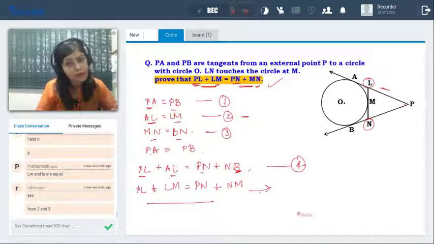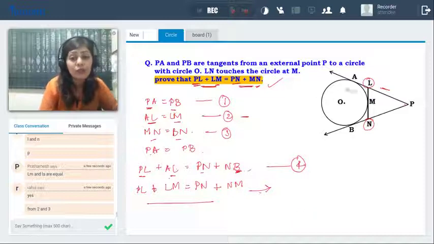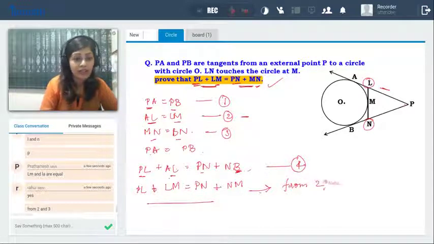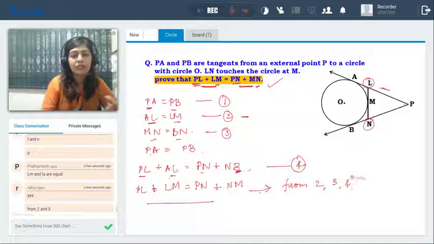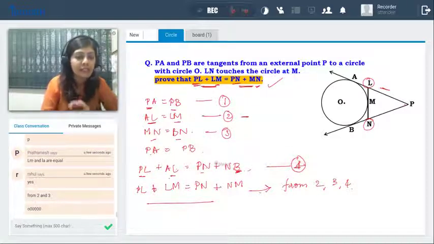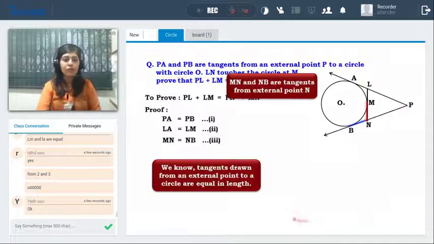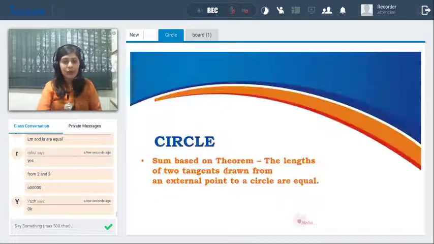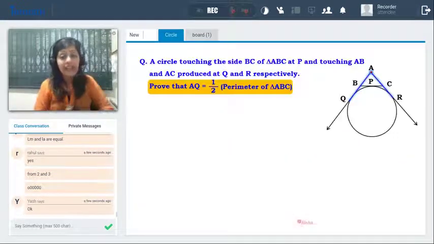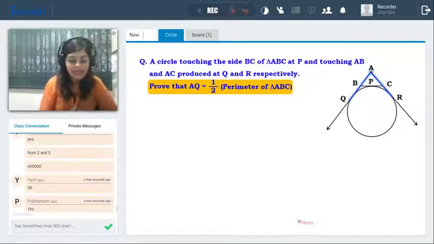Yes, students, any problem? Yes, from 2, 3 and also 4, right? From 4, 2 and 3, we have got what we wanted. So the reason will be from 2, 3 and 4. Yes, Rahul, it's going to be 2, 3 and also with the help of 4 because we have substituted in 4 as well. Yes, so from 2, 3 and 4, we have got what we wanted. Yes, that's how we write that. Okay, now let's move to the next sum, students.